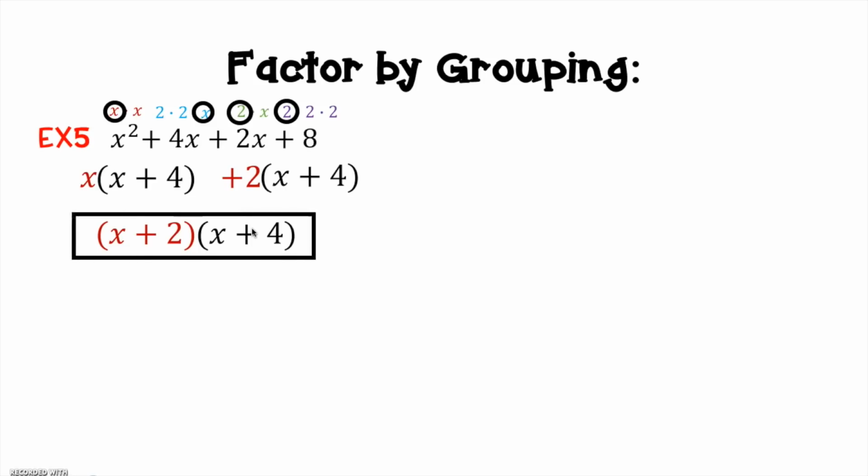If you were to FOIL, box, or vertical this, you would end up getting x squared plus 4x plus 2x plus 8, which of course simplifies into x squared plus 6x plus 8.